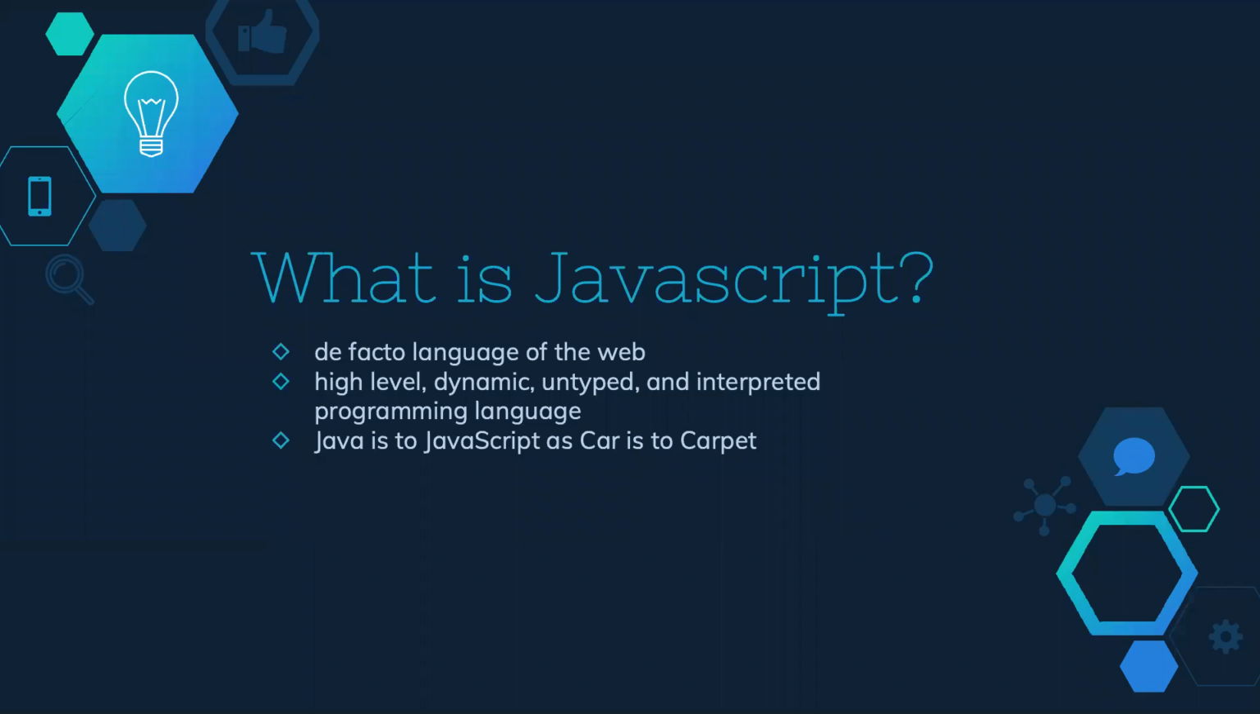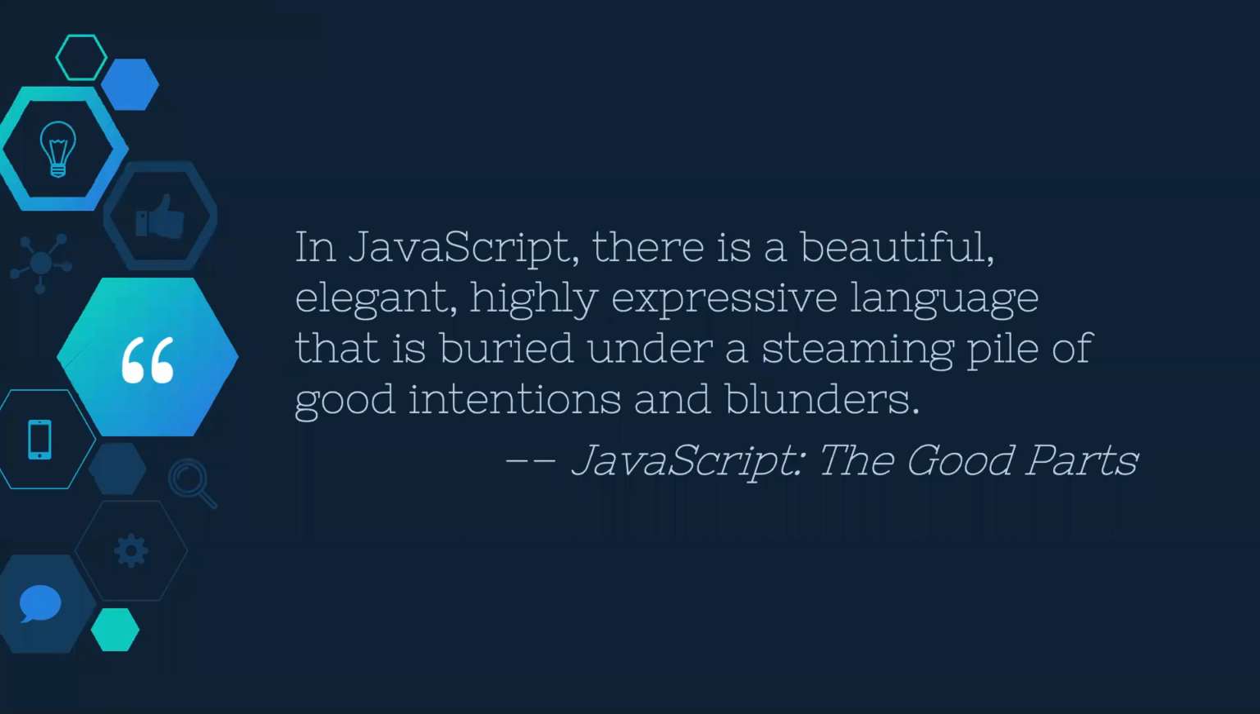There's this excerpt from The Good Parts, where they describe JavaScript as a beautiful, elegant, and highly expressive language. JavaScript is so beautiful, you can do so much, but it's buried under a steaming pile of good intentions and blunders. With that expression, you can do so much with JavaScript. The web is powered by JavaScript. Our applications, you can modernize them, but it's just all over the place. It has good intentions, but there are blunders and all.